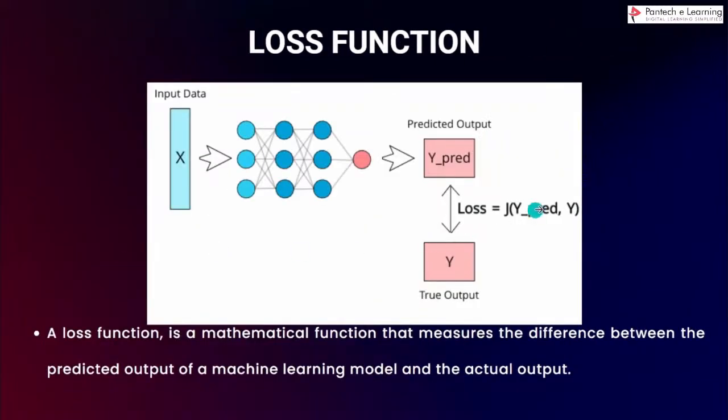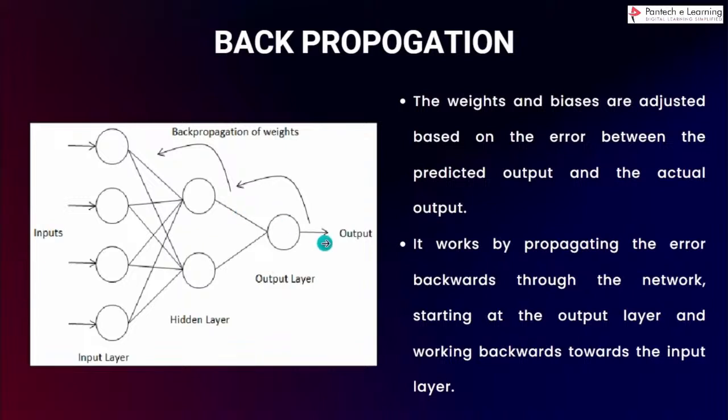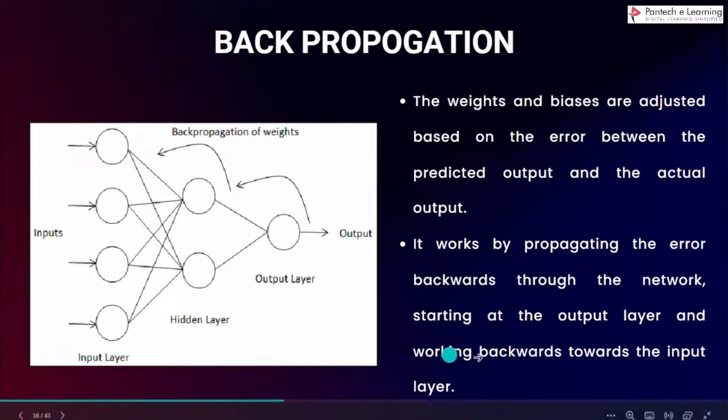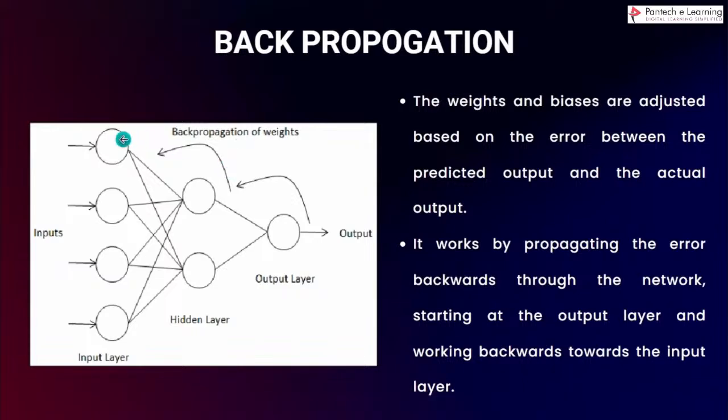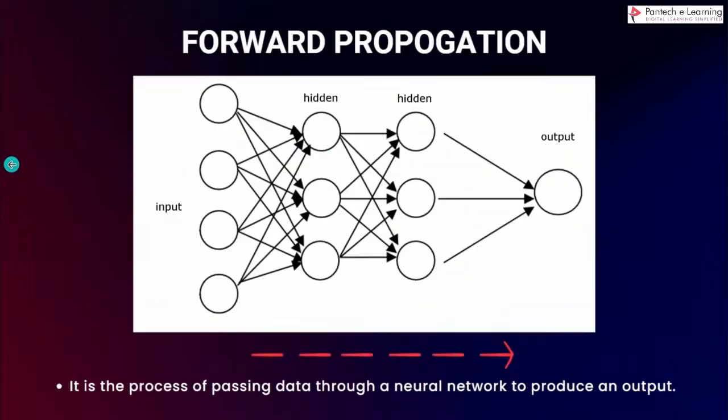First, it will go with the base value, and then it will check the output. If it is not good, it goes back for back propagation, which works by propagating the error backwards through the network, from the output layer towards the input layer. So it will start from the output layer, go through the hidden layers to the input layer, and then once again the forward propagation will happen.